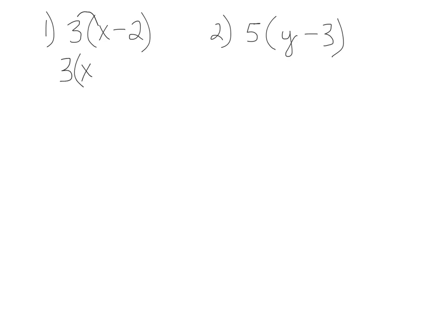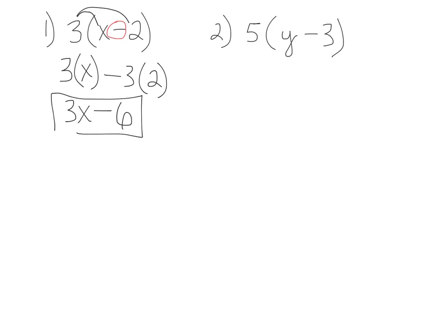So I'm going to multiply 3 times x, and then there's a subtraction sign in between here, so we're going to put minus, and then we're going to multiply 3 times 2. So 3 times x is 3x, minus 3 times 2 is 6. And again, I don't know what x is equal to, so that is my simplified answer, 3x minus 6.